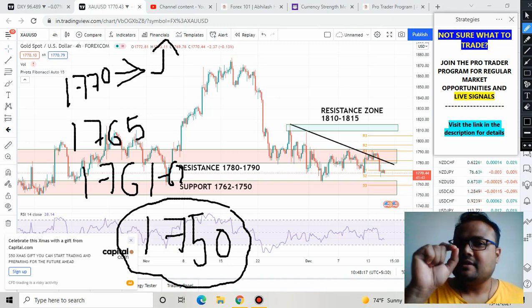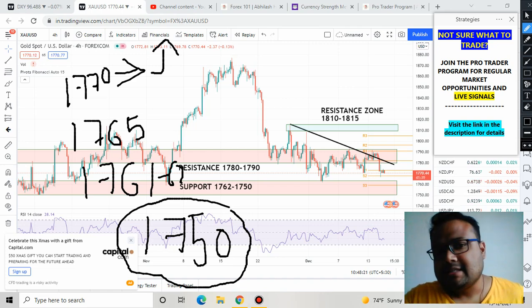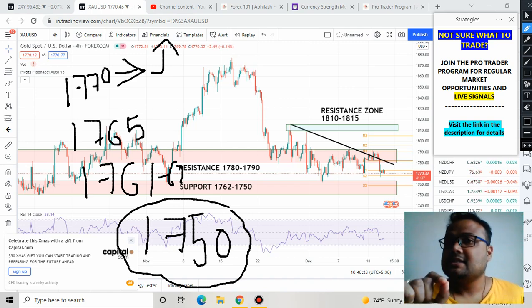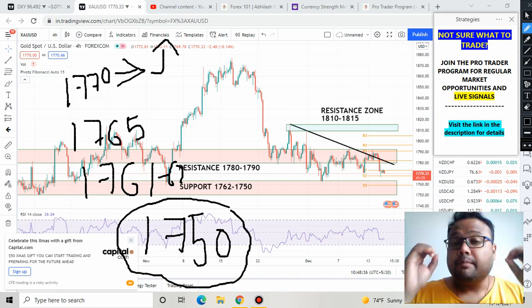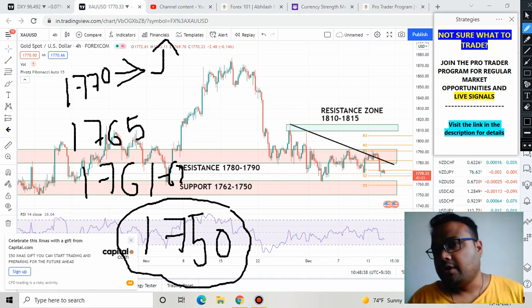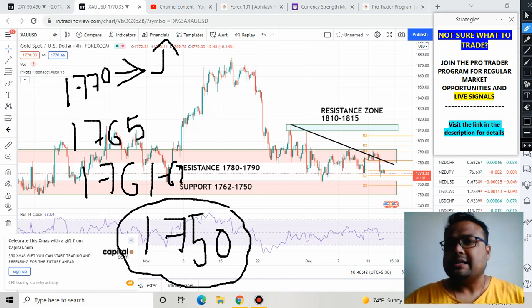So if 1770 provides the required support, it will bounce, and if it fails, then 1765. 1765 is also a minor support. Do not consider it a very major, strong support, so do not take any big position. Moreover, we have news coming up, so you should follow proper risk management. Any bad movement in the market can be disastrous for your balance and capital. Please follow proper risk management, because anything may go wrong. My analysis may go wrong as well.